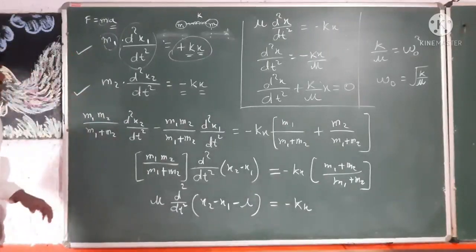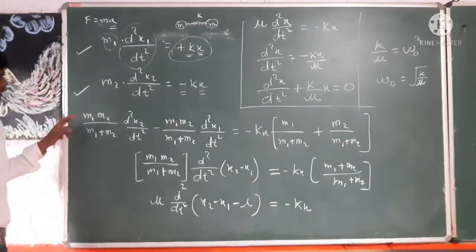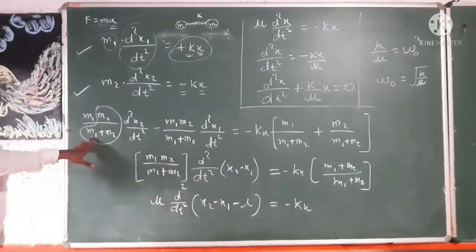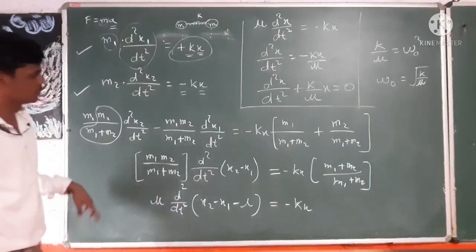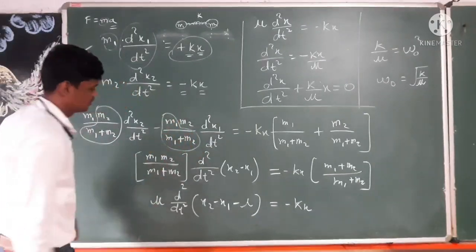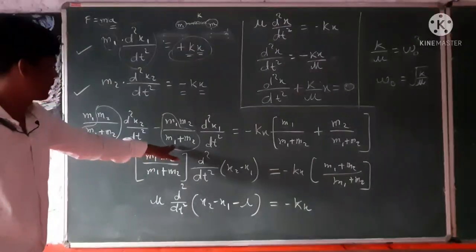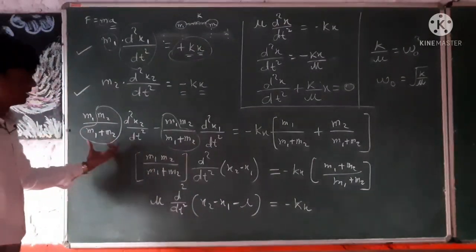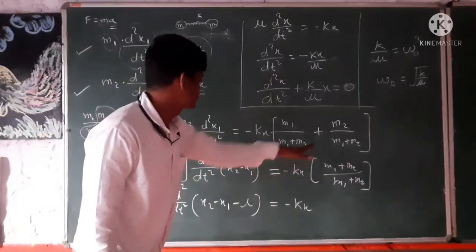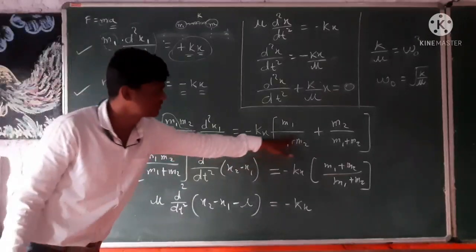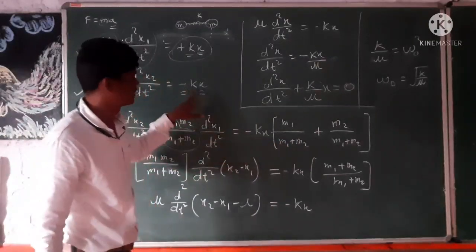So these are the equations of motion. Now we will solve these two equations of motion here. For the first equation we just multiply by m2 over m1 plus m2, and for the second equation we just multiply with m1 over m1 plus m2. So that will be this resultant equation. Here we just multiply with m2 and m1. Here we just rearrange these two terms. Okay, we can see here.